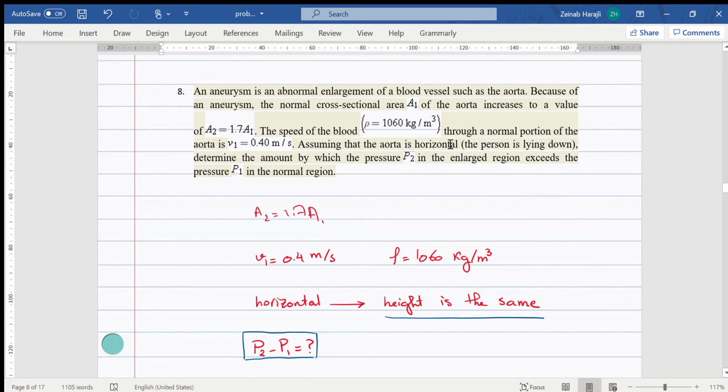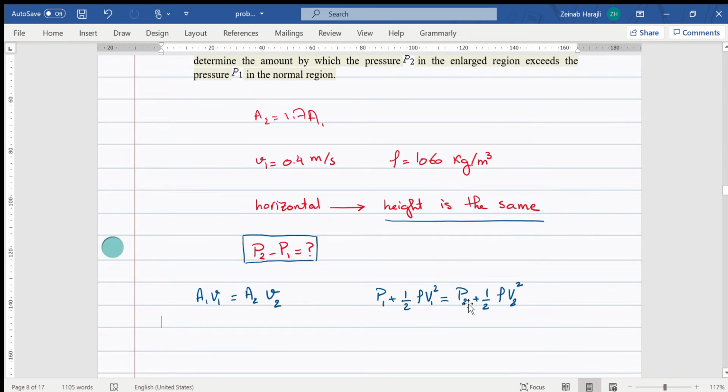We assume that the aorta is horizontal, the person is lying down, so this tells us that the height is the same. And to address this problem, I would use one of these two equations, or maybe both of them, because we have a change in the area, so we can apply the continuity equation to reduce speeds. But we are asked to find P2 minus P1, so we would have to go back to Bernoulli's equation to find the change in the pressure between the two sections.